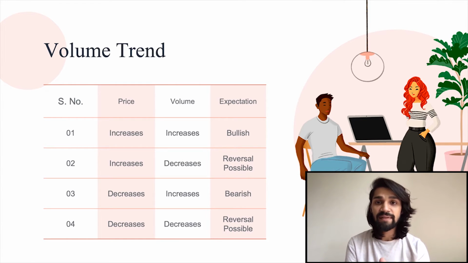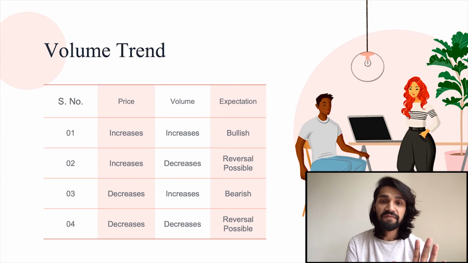If the price is decreasing and the volume is increasing, that means the trend can be bearish. If the price is decreasing and the volume is also decreasing, again, a reversal is possible. So whenever a reversal is possible, you do not take a trade, right? If the expectation is bullish or bearish, then only you take a trade.